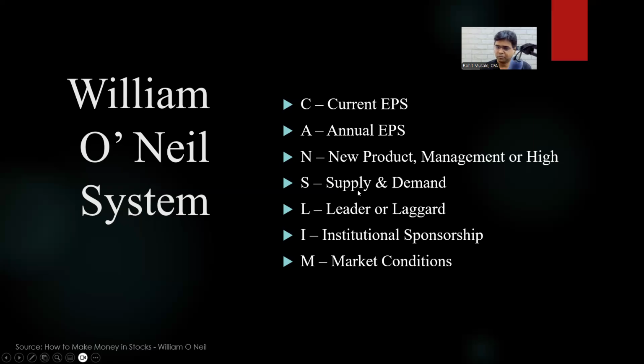I think ChatGPT would be a great tool to handle these two parts: the new product, new management, and regarding share buyback, stock split. So you can directly put up a question to ChatGPT asking, has the company released a new product recently? Has the management of the company changed recently? Has the company bought back its shares recently? Has the company done a stock split recently? Is the management consolidating its ownership in the company?